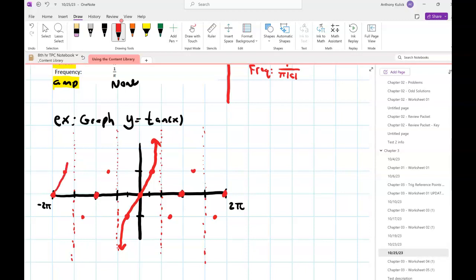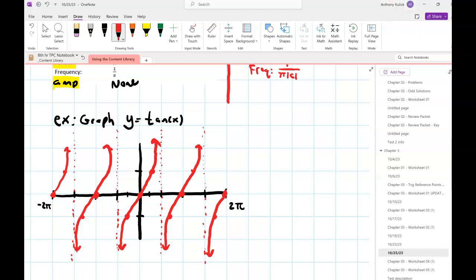And now we'll just connect our graphs. So we follow the asymptotes up. So there's our graph. Everybody feel okay here?